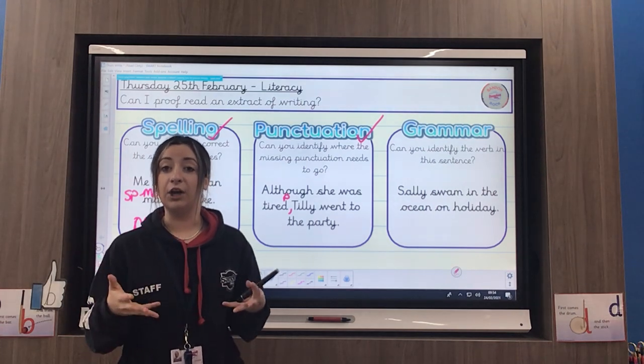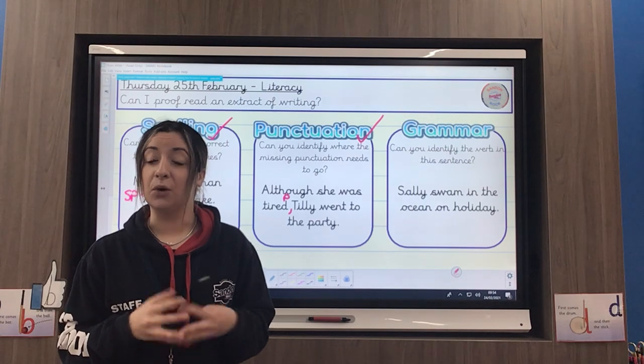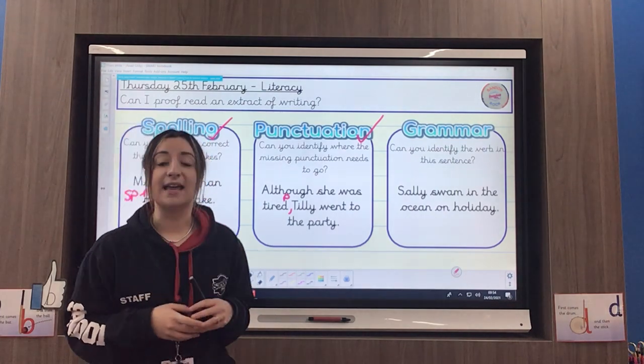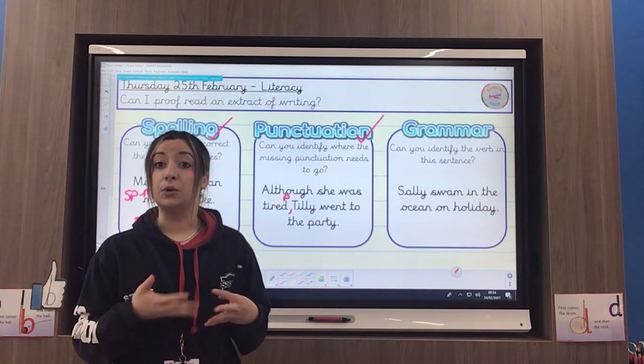Okay, so a verb is, you can say it with me, a doing word. So well done if you've got doing word at home. So we need to read the sentence and we need to identify the word which is telling me that somebody is doing something.